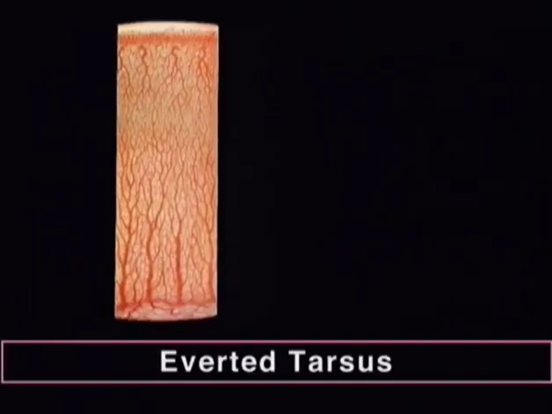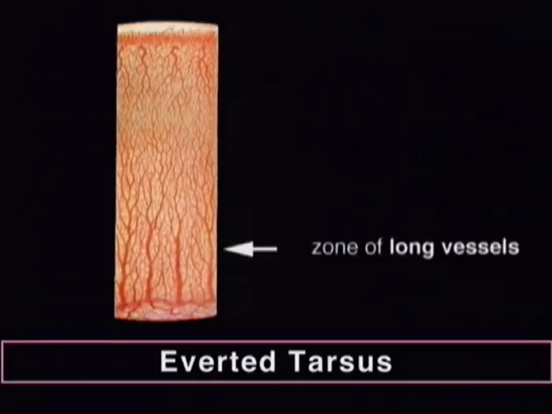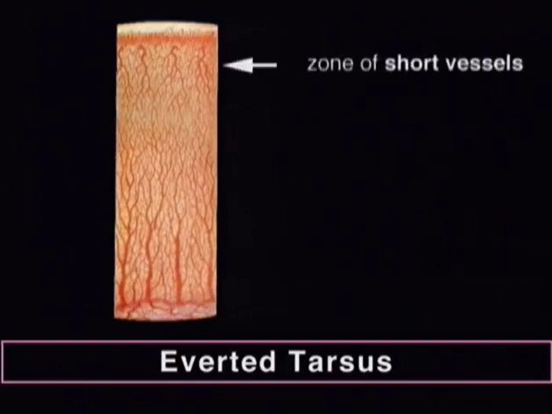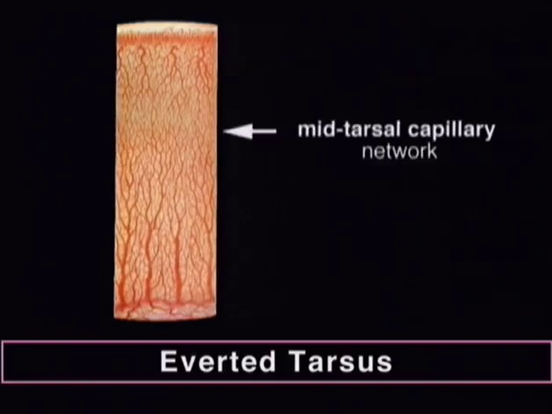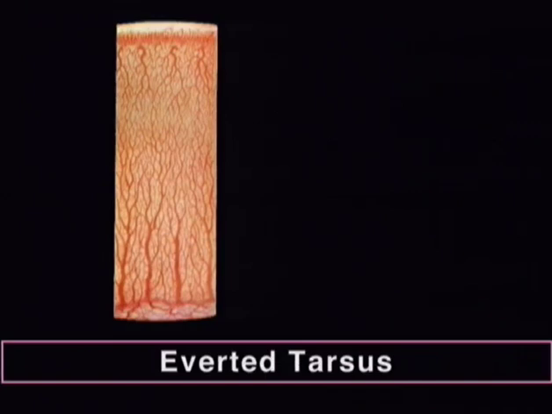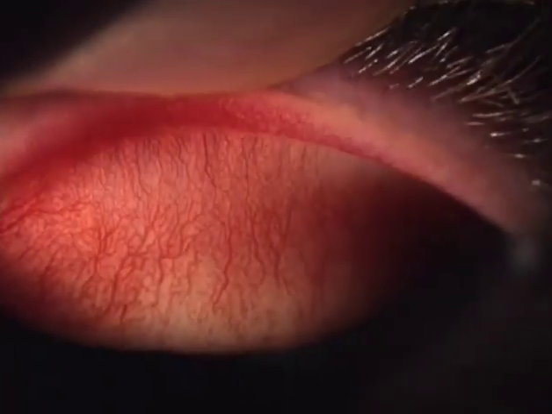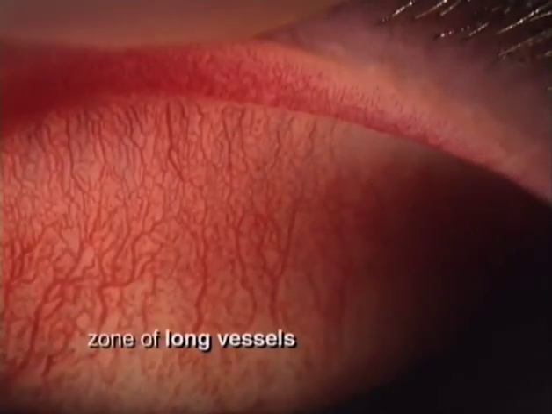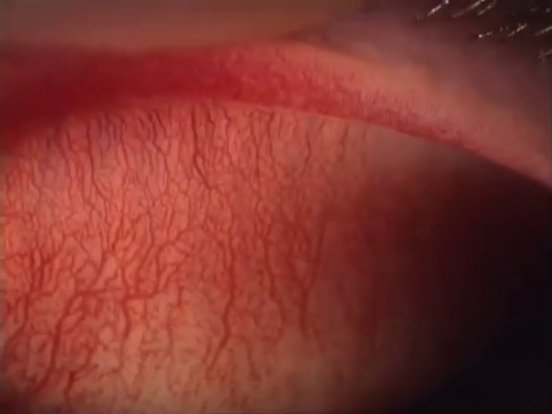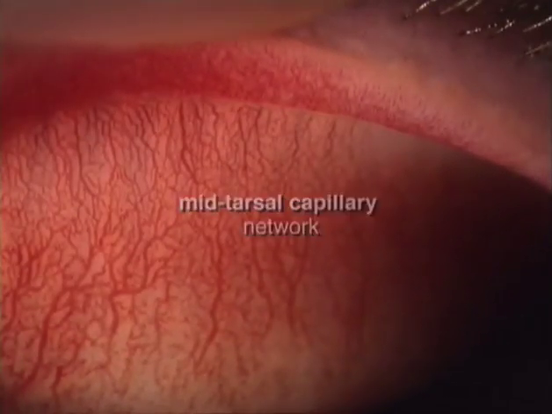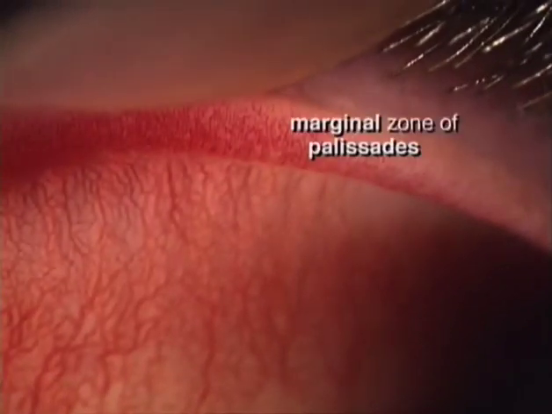In this drawing of an everted tarsus, you can see an upper tarsal zone with long vessels in parallel rows running downwards, a lower zone with short vessels running upwards, a mid-tarsal zone of a connecting polygonal capillary network, and a marginal zone with a capillary network in parallel palisades. And here in the living eye, we see the long vessels, the short vessels, the mid-tarsal capillary network, and the marginal capillary palisades.